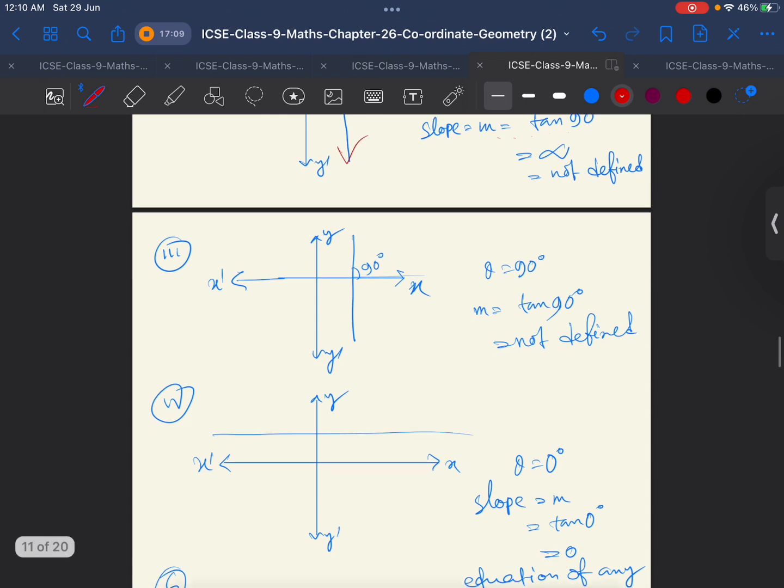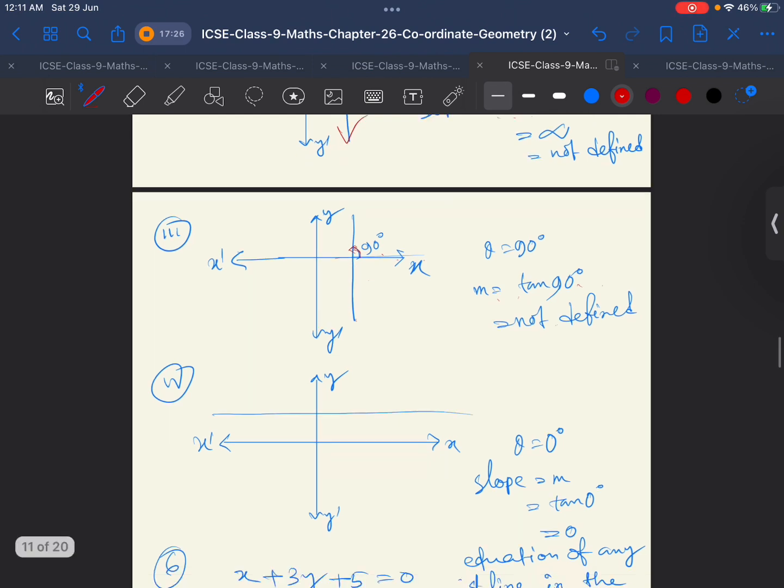For a line parallel to the y-axis, this is perpendicular to the x-axis, then this angle is 90 degrees. So m equals tan 90, and tan 90 is infinite. So this is not defined.